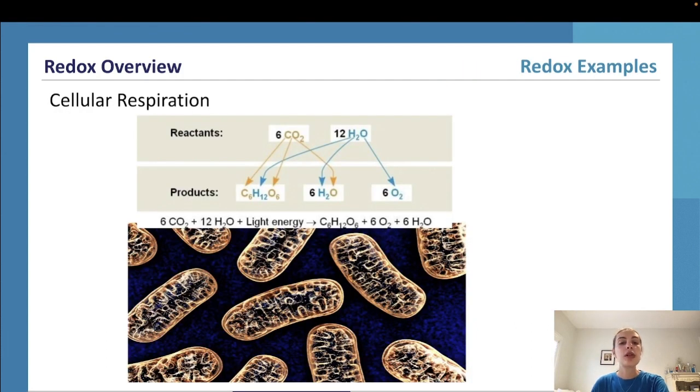So now we're just going to look at a few examples of some common redox reactions which come up in day-to-day life. So our first example is cellular respiration. So cellular respiration being that we've got the formation of carbon dioxide and water from oxygen and glucose.